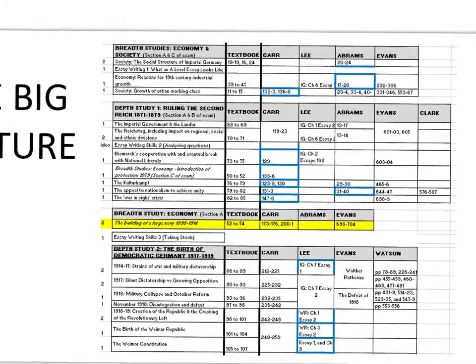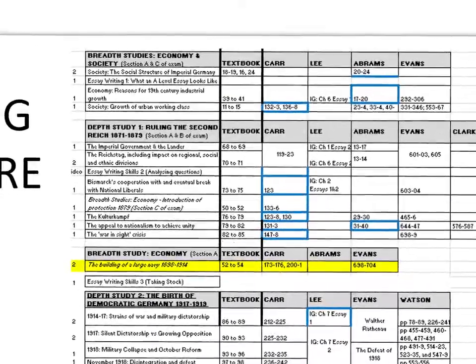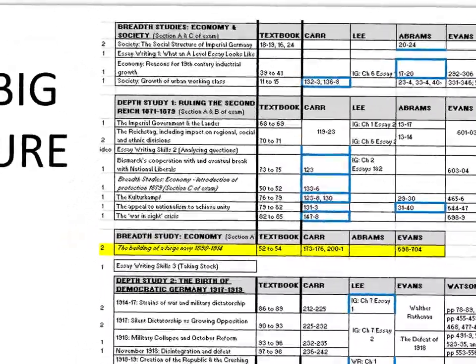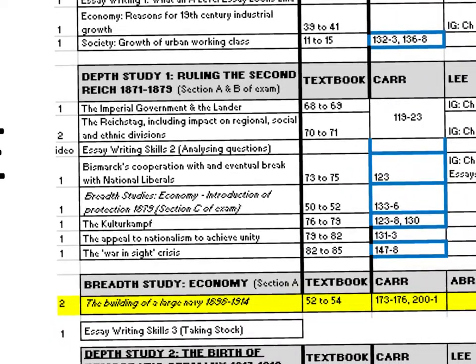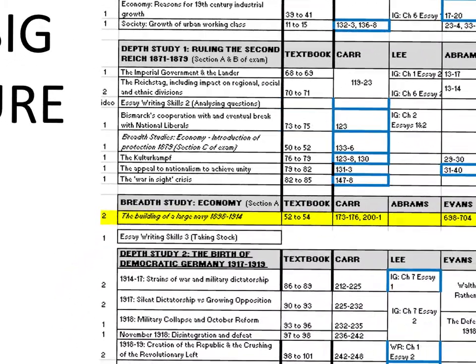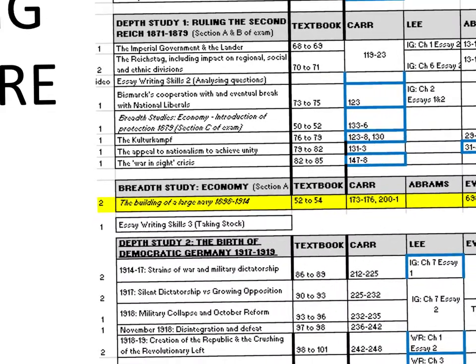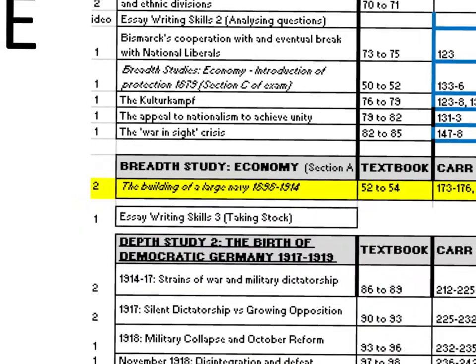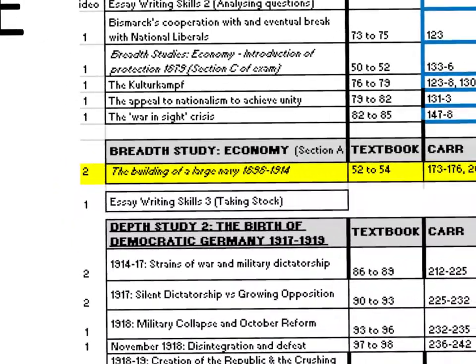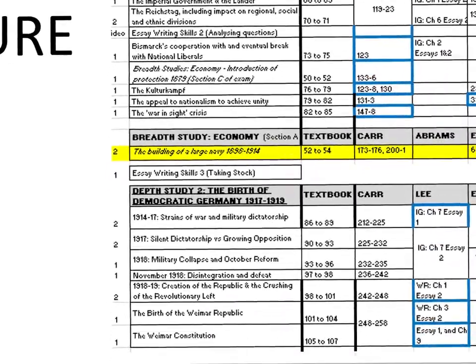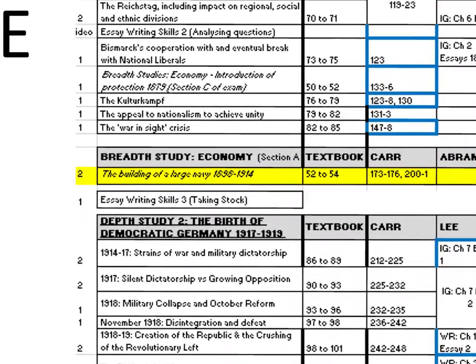There's our big picture. So as you can see, we have finished Depth Study 1 now. Our previous lesson was the War Scare Crisis. And this is a sort of bridging topic, the building of a large navy. We'll spend 2 lessons, as you can see there, and then we've got 1 lesson where we'll do our 3rd essay writing skills lesson, which I'm calling Taking Stock. And then we'll move into Depth Study 2.